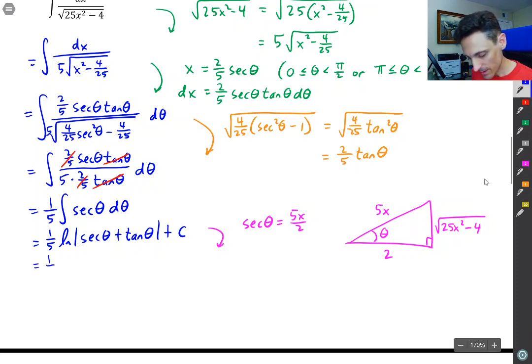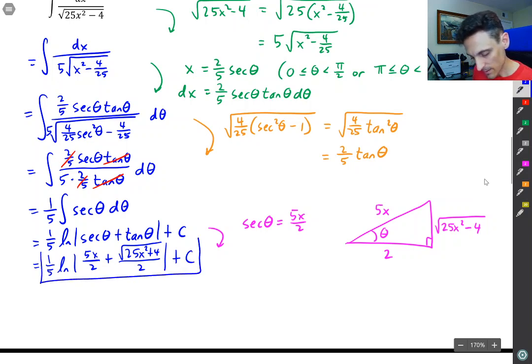Okay, so we then have secant theta is 5x over 2. So we have 1/5 ln absolute value of 5x over 2 plus tangent theta. Tangent theta is opposite over adjacent, so that'll give you the square root of 25x squared plus 4 over 2. Close the absolute value, put a plus c, and box our answer.